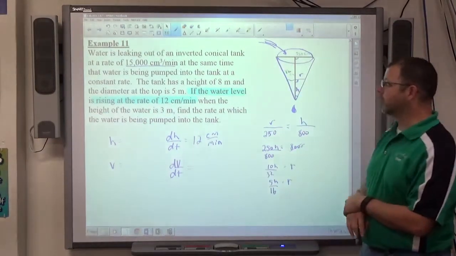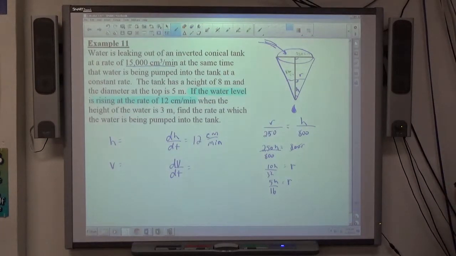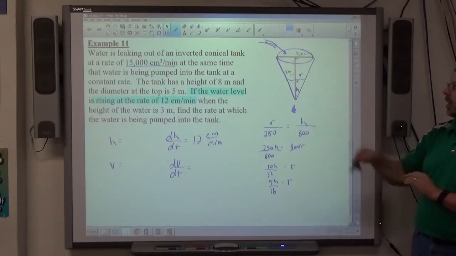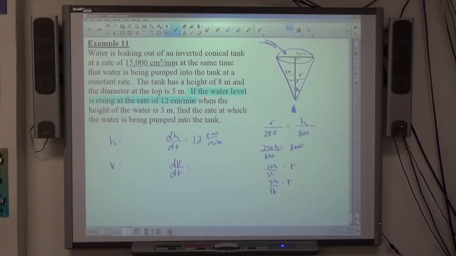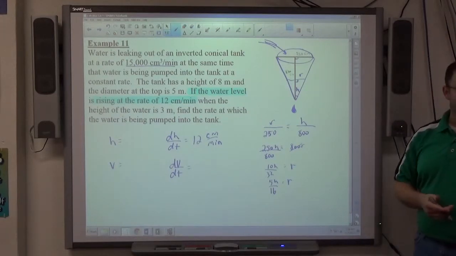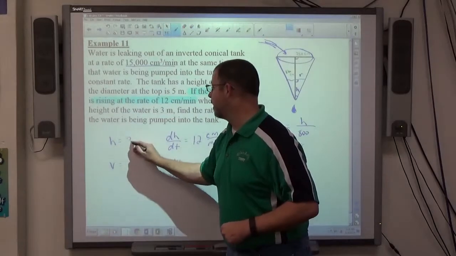What is H equal to? 800 is the height of the tank. Is what we're dealing with the height of the tank or the height of the water? It'd be 3.8 meters. 8 meters is the height of the tank. So say again, Claire? 3. 3 meters. So it's going to be 300 centimeters.